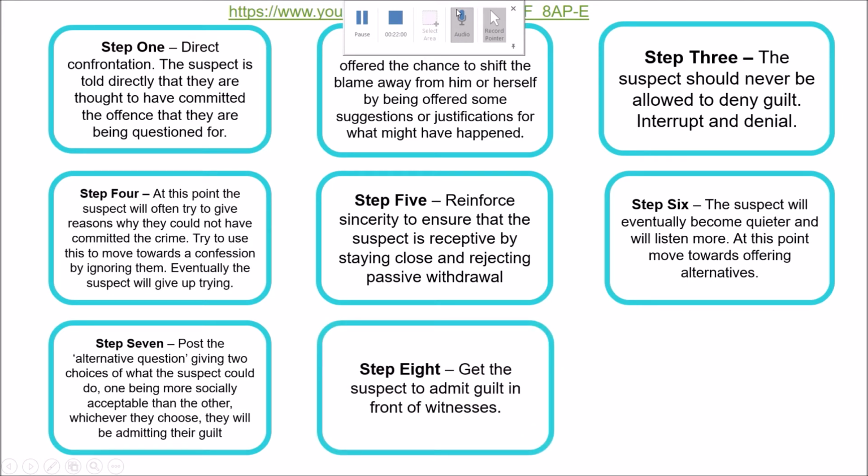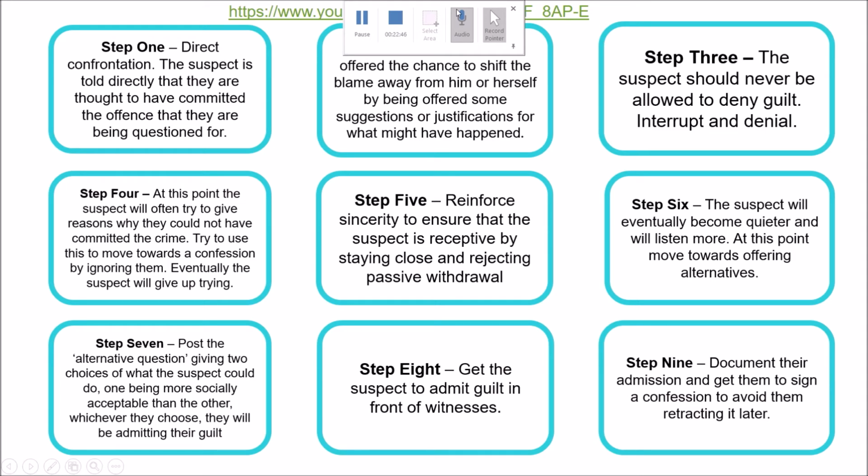In step 8, we're trying to now get the suspect to admit their guilt in front of witnesses. So usually this is done by a couple of interviewers, or it could just be recorded, either in sound or on video. So basically what we want in this is, if the suspect accepts the lesser alternative, then it's like a preliminary admission of guilt. So it's like, okay, yep, you've said you're guilty, we'll come back to this and we'll then look for a more full admission with details about the crime. Or they could take the more severe one, but obviously that's likely to be rarer.